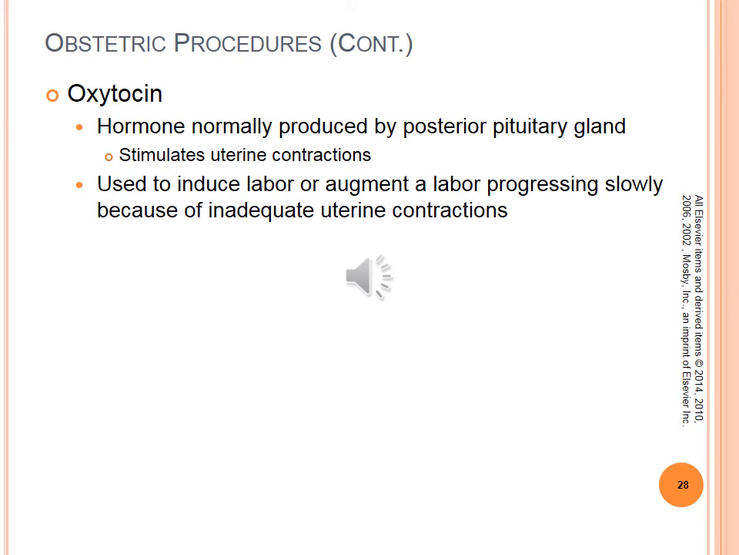Oxytocin is a hormone normally produced by the posterior pituitary gland. It stimulates uterine contractions, and is used to induce labor or augment a labor progressing slowly because of inadequate uterine contractions. The use of oxytocin can present hazards to both mom and baby: placental abruption, uterine rupture, unnecessary cesarean birth due to abnormal fetal heart rate patterns, postpartum hemorrhage, and infection. The goal of oxytocin is to produce contractions of normal intensity, duration, and frequency while using the lowest dose of medication possible. This information is in your textbook, page 465.